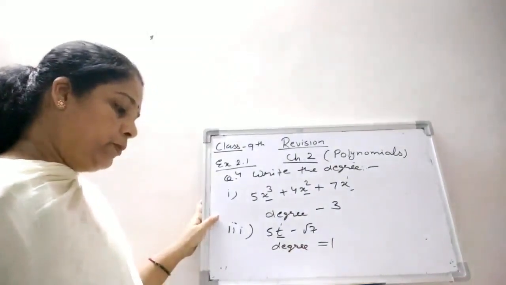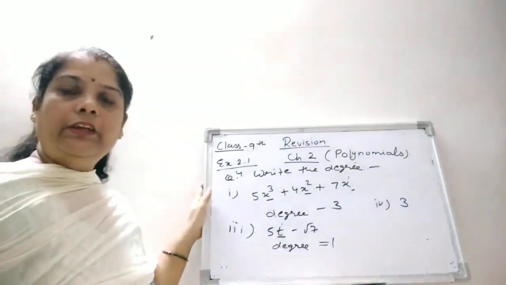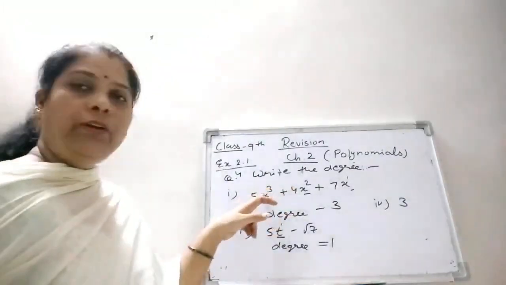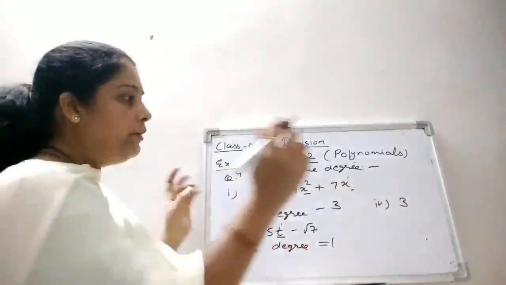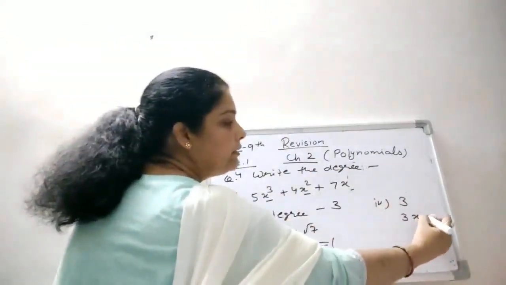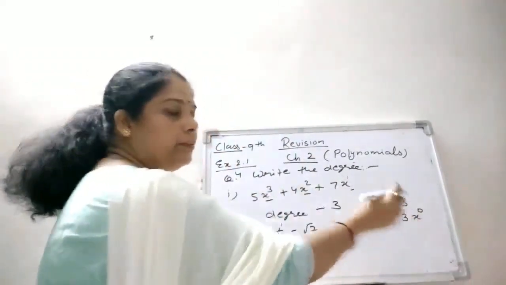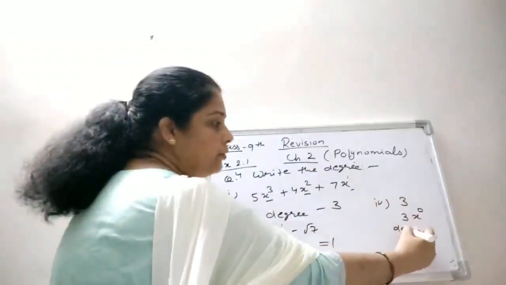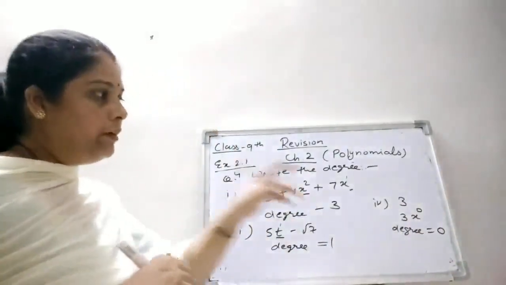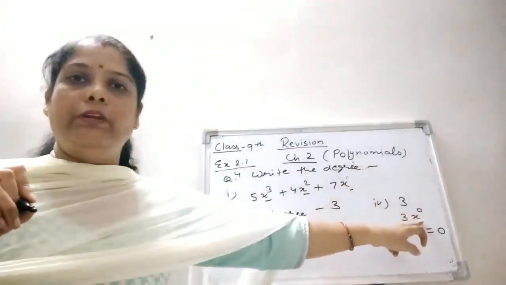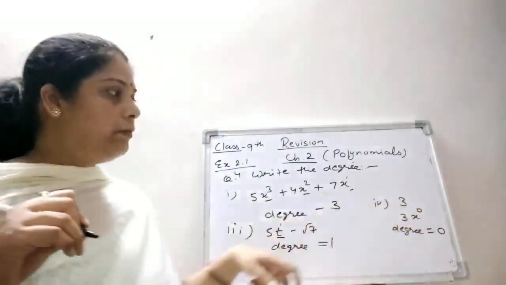Now part number 4 is 3 only. What is degree? Degree is the highest power of the variable. Here we don't have a variable, so we can write this as 3x^0. x^0 means 1, and 3 into 1 is 3 only. So here the degree is 0. The highest power of the variable: here we don't have a variable, so we can take variable x and the power of the variable should be 0.